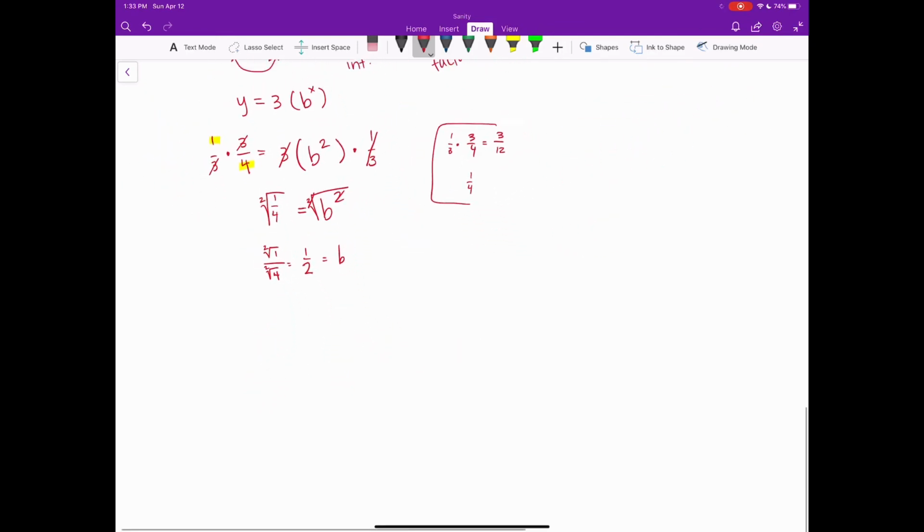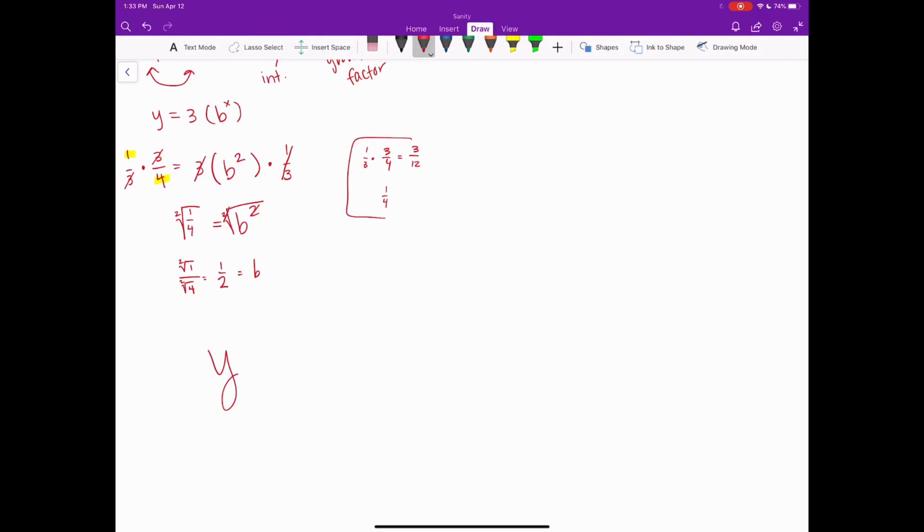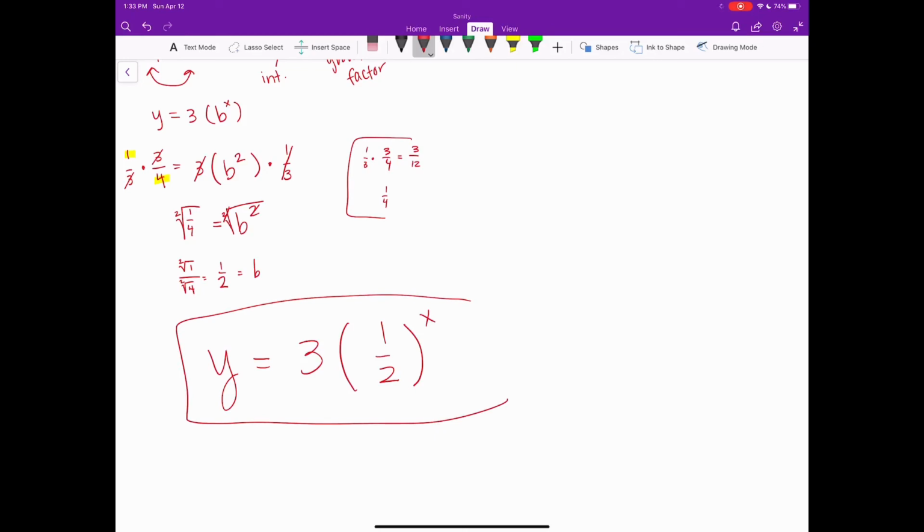Now I can put this all together. Oh my gosh, we're almost done. Hang in there. As my final function, y equals my initial value of 3 times my b value of 1/2 to the power of x. There you go. That's the function that we were looking for, all right?